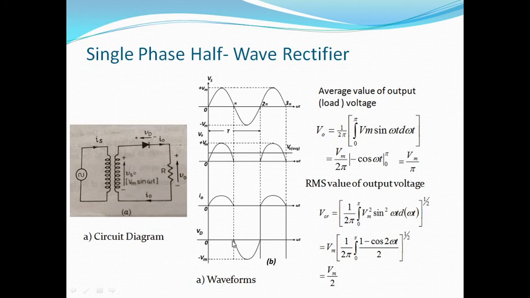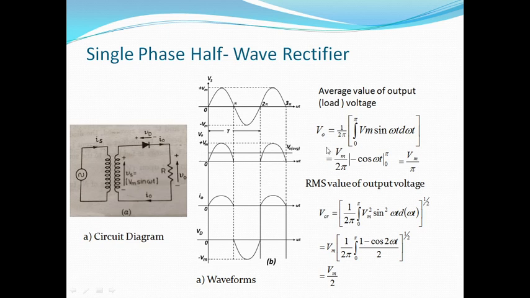Diode voltage VD is 0 when the diode conducts. The diode is reverse biased from omega t is equal to pi to omega t is equal to 2 pi. Source voltage is assumed to be sinusoidal, which is equal to Vm sine of omega t.